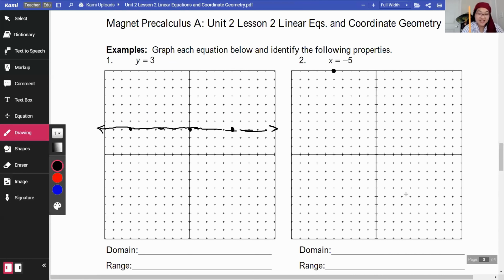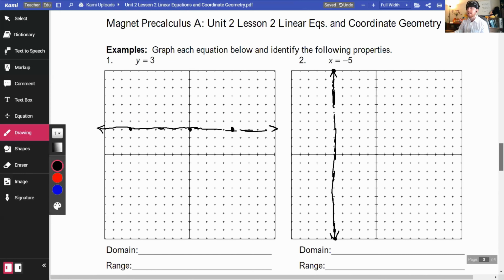Negative 5, negative 10. Oh, you're mean when it comes to graphing lines, so far apart. You do have the shapes tool. I don't know what you're complaining about. I once again forgot about it. I'm not going to go back and fix it this time. All right, that will be our line.